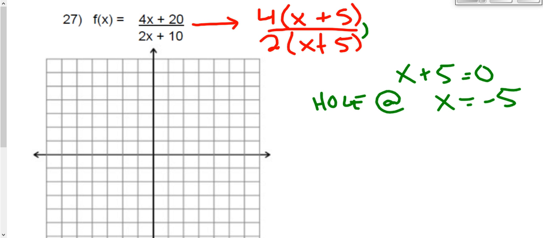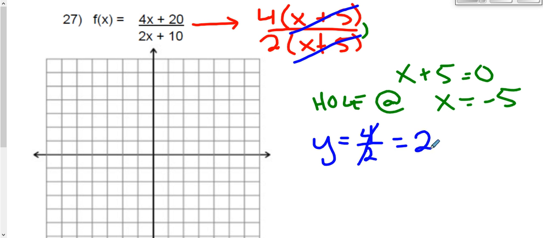Now all we have to do is figure out what my graph is going to look like once that hole's gone. So I cancel out the common factors, and my equation is going to look like 4 over 2. Now that can be simplified. 4 divided by 2 is just the number 2. So this graph is going to look like y equals 2. Y equals 2 is a constant. The parent function for a constant is a horizontal line.